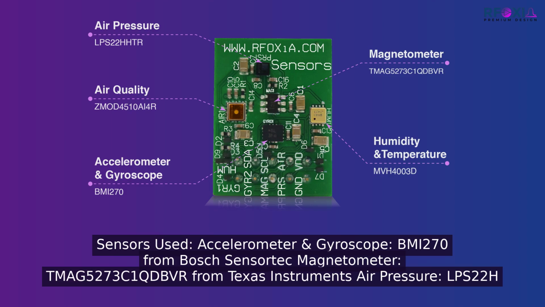These are not generic components. The BMI 270 from Bosch SensorTech is used in professional inertial applications. The TMAG 5273 from Texas Instruments is a precision 3-axis Hall effect magnetometer. ST Microelectronics, MEMS Vision, and Renesas round out the stack. Every sensor was selected specifically, not sourced for cost.